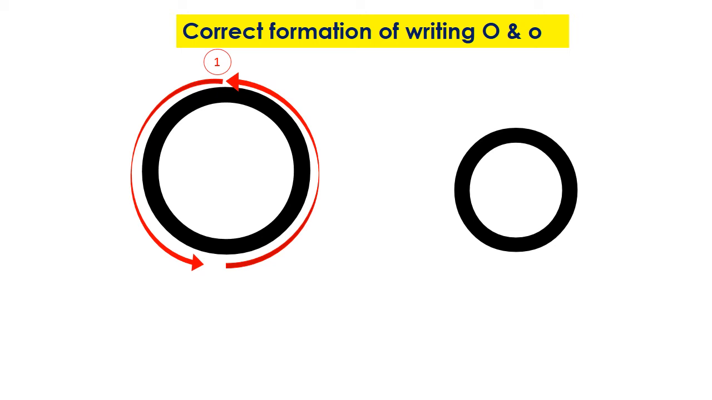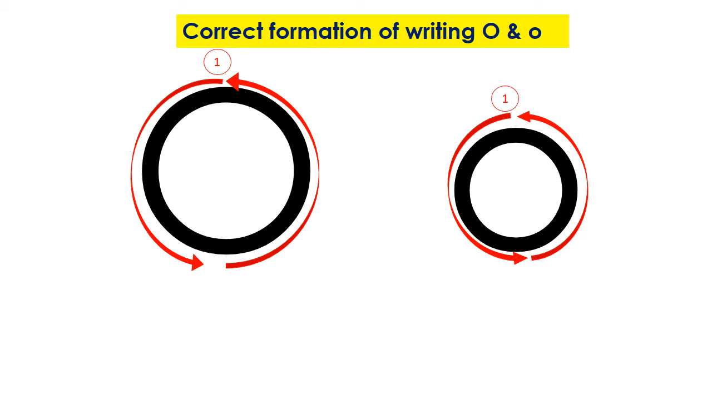Next, simple O. Start from the middle and make a small circle to the left. The same way. Start from the middle and make a small circle to the left. It's really easy to write capital O and simple O.